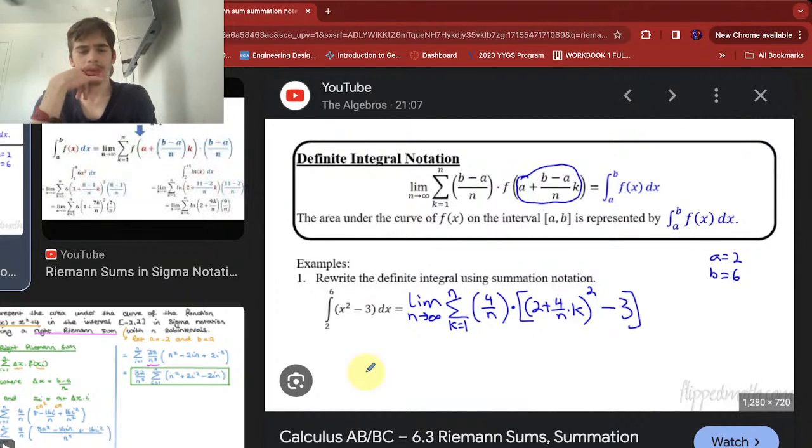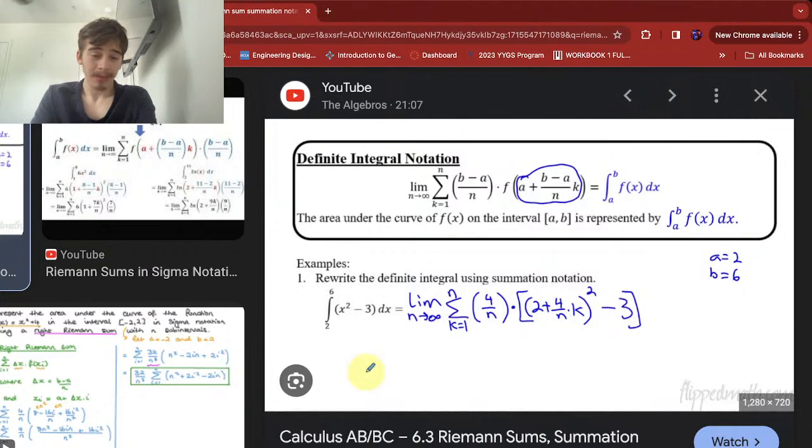Rewrite the definite integral. So it's going to be 4 over n, that's your dx, that's delta x, because 6 minus 2 over n, times f of a. It becomes the sum of f of a plus i delta x. For this one, we're not going to be using i, we're going to be using k.